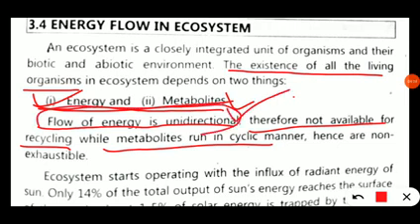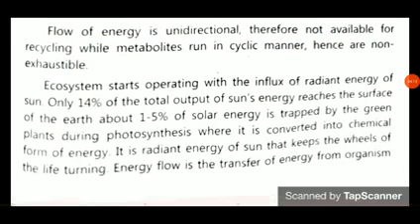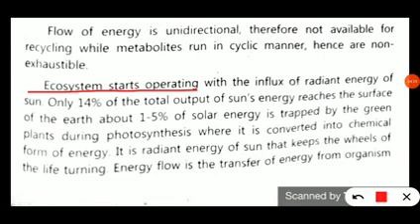This is an important sentence. It will be asked in the university exams. Ecosystem starts operating with the influx of radiant energy of the sun. Okay, you know that in the ecosystem the main source of energy is the sun. Ecosystems start operating with the influx of radiant energy of the sun.